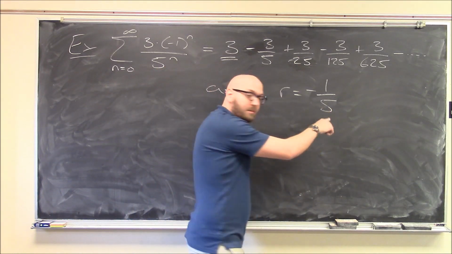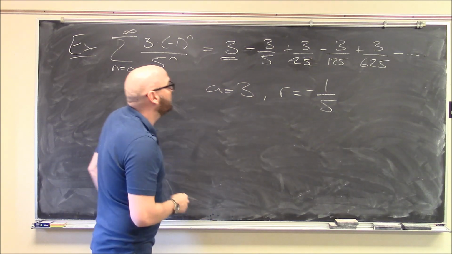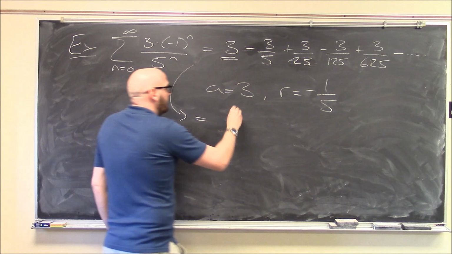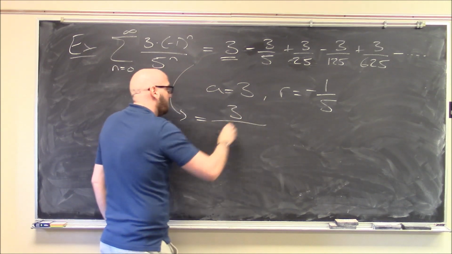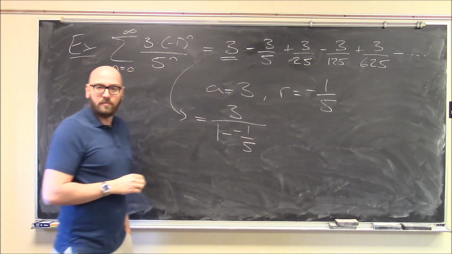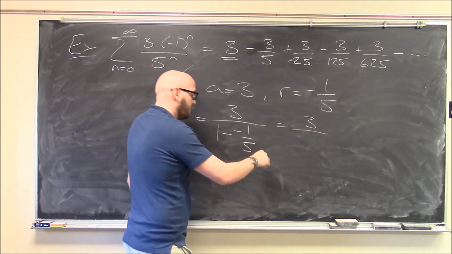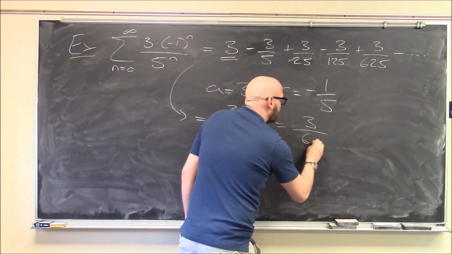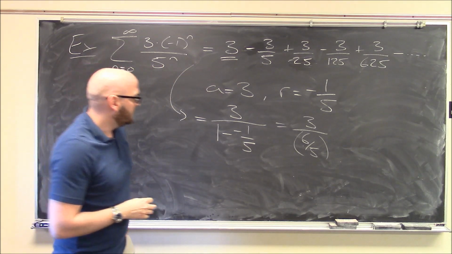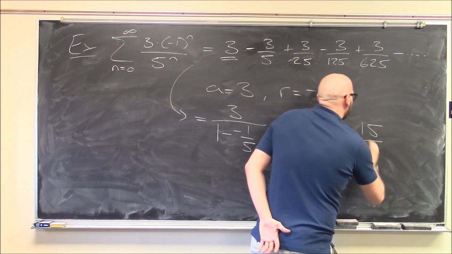This is between plus and minus 1, right? The absolute value of this is less than 1. So I know it does converge. And I know it's going to equal a over 1 minus r, so 3 over 1 minus minus 1/5, which is 3 over 1 plus 1/5, so 3 over 6/5, which is 15/6.